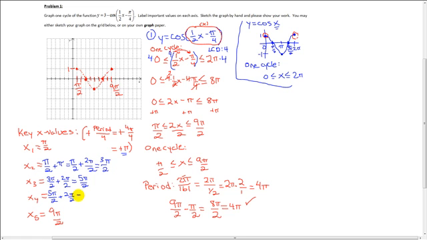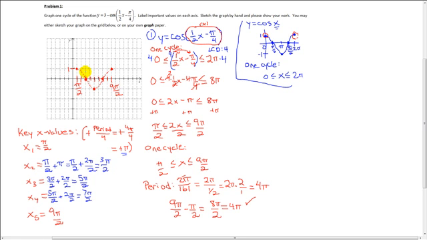The next x value, okay, well we take the preceding x value, 3 pi over 2, and I add pi. Now I know better. I'm going to go ahead and write it with that common denominator, 2 pi over 2. So the next key x value is 5 pi over 2.